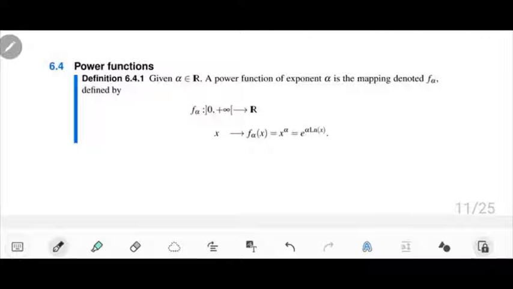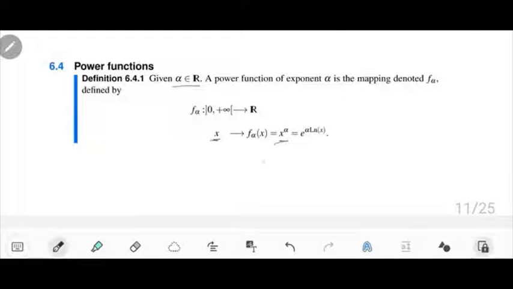Hi, we continue chapter 6 and we will define the power functions. Let alpha be a number in R, a real number. A power function of exponent alpha is the mapping denoted f alpha defined by: f alpha goes from 0 to plus infinity into R, and to each x it corresponds f alpha of x being equal to x to the power alpha.